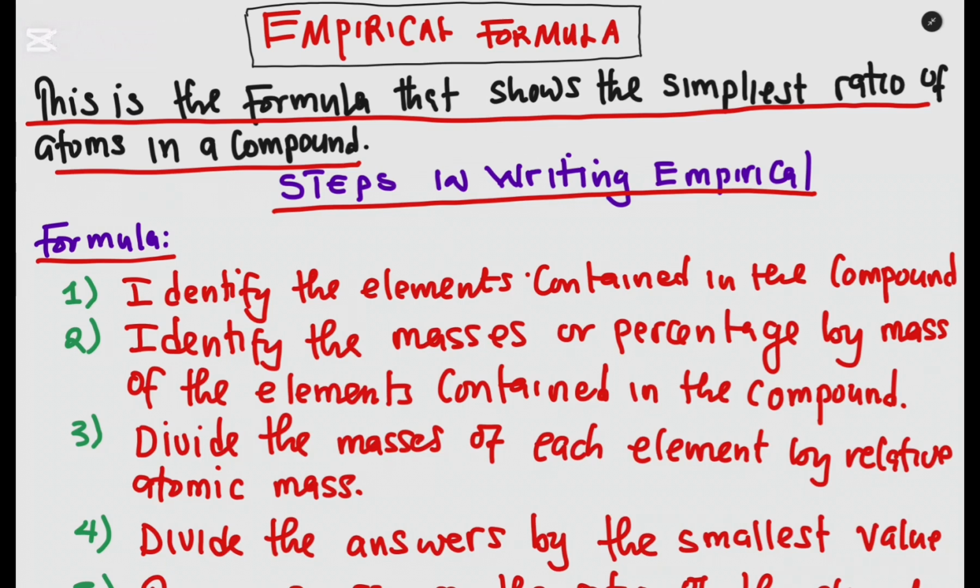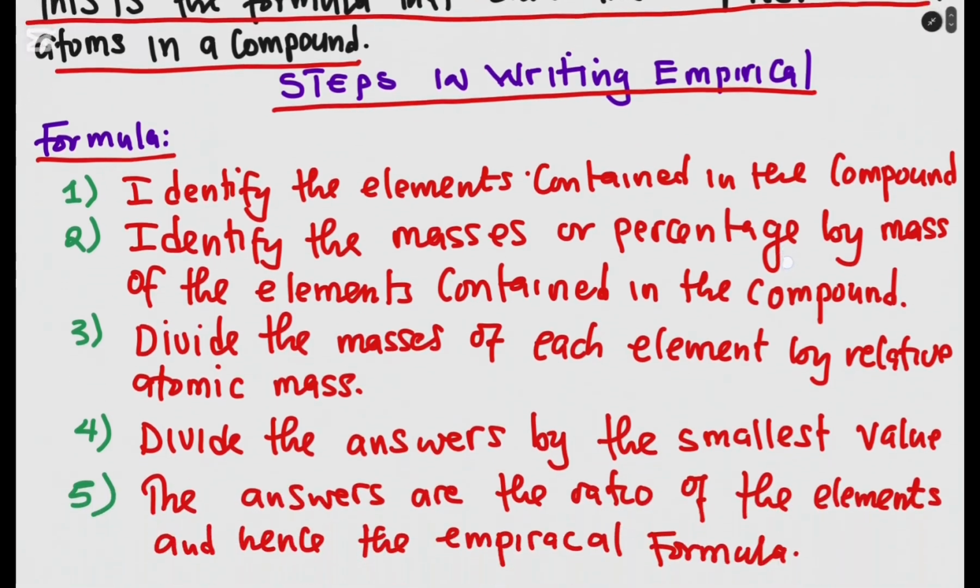Now, our main objective here at the end is to be able to work out the empirical formula if you are given masses of the elements in the compound. Also, if you are given percentages by mass of elements of a compound. So that is what we are going to look at. But before we get into that, it is very important that we familiarize ourselves with the steps that are involved in order for us to write the empirical formulae successfully.